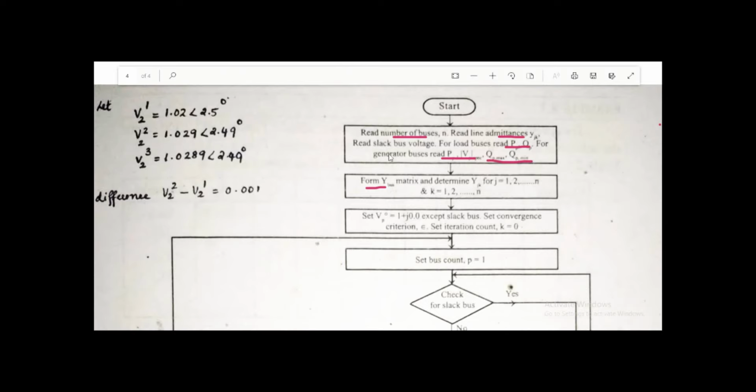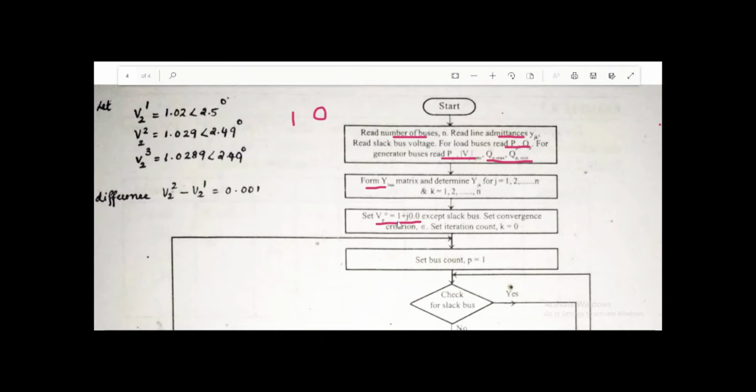You'll be calculating the bus admittance matrix. Now, after calculating the bus admittance matrix, what was the next step? Yes, initialization of bus voltage, isn't it? Now the next step is this, initialization of bus voltage. Again, reminding you, how will we initialize bus voltage? We will be initializing bus voltage with the magnitude as 1 and angle as 0.